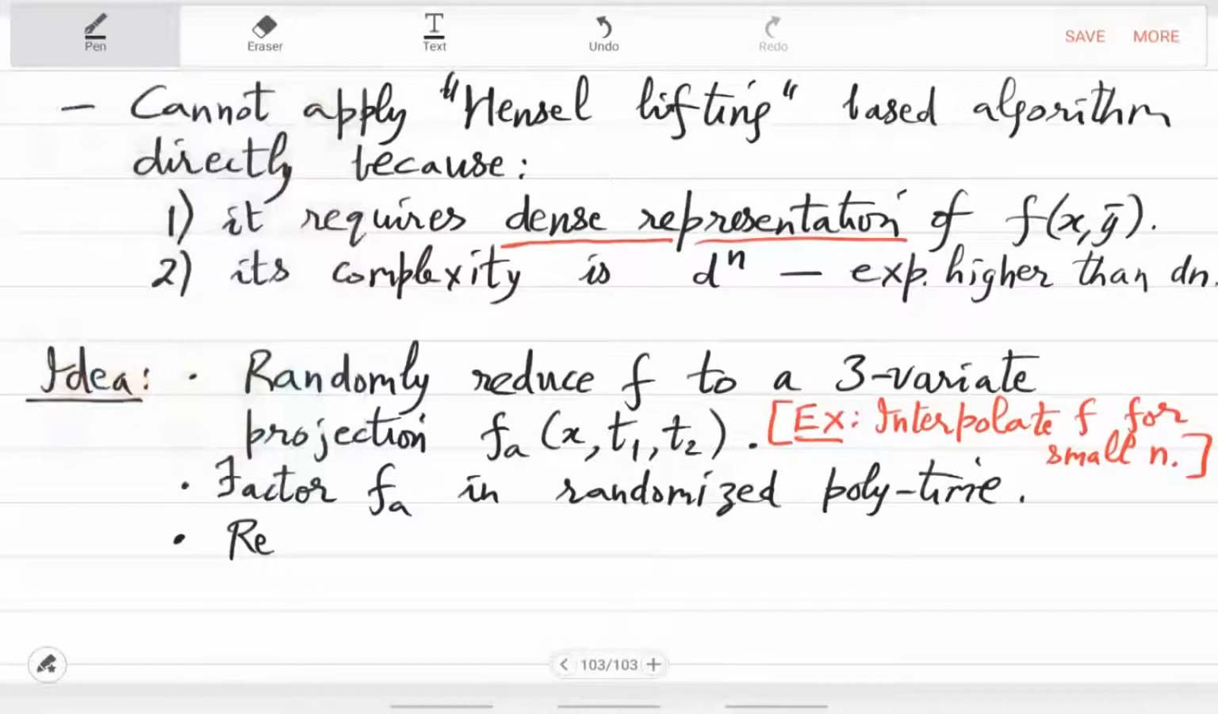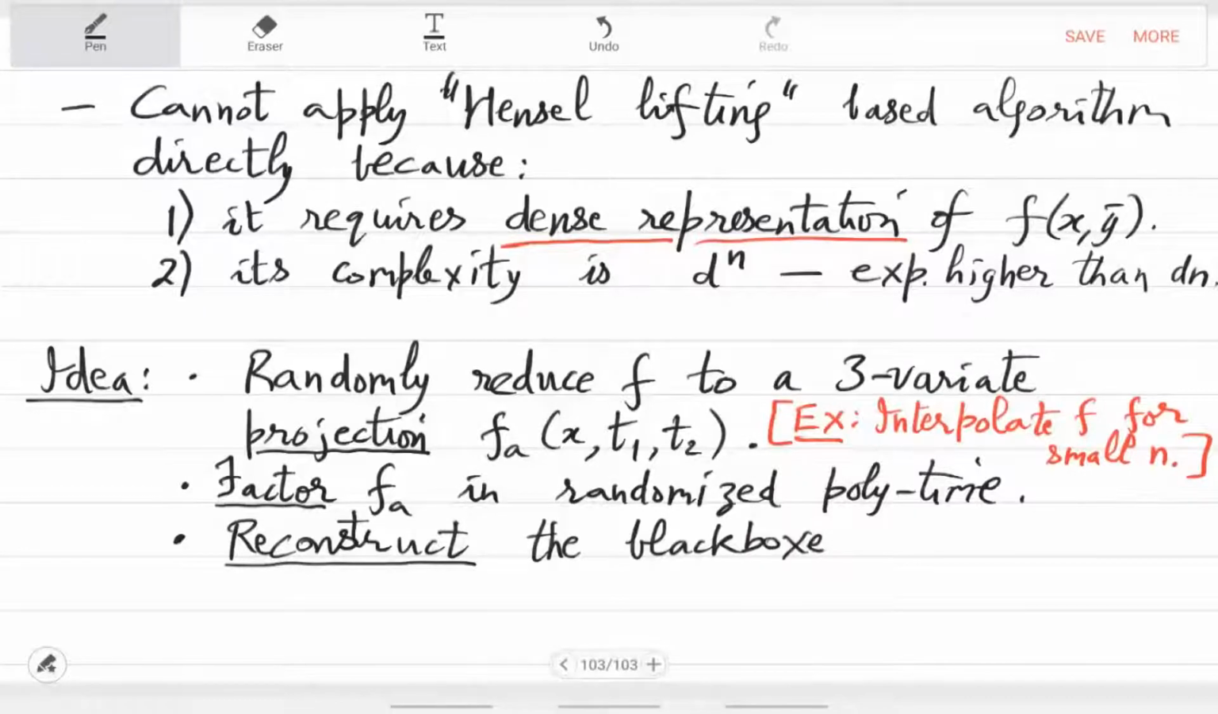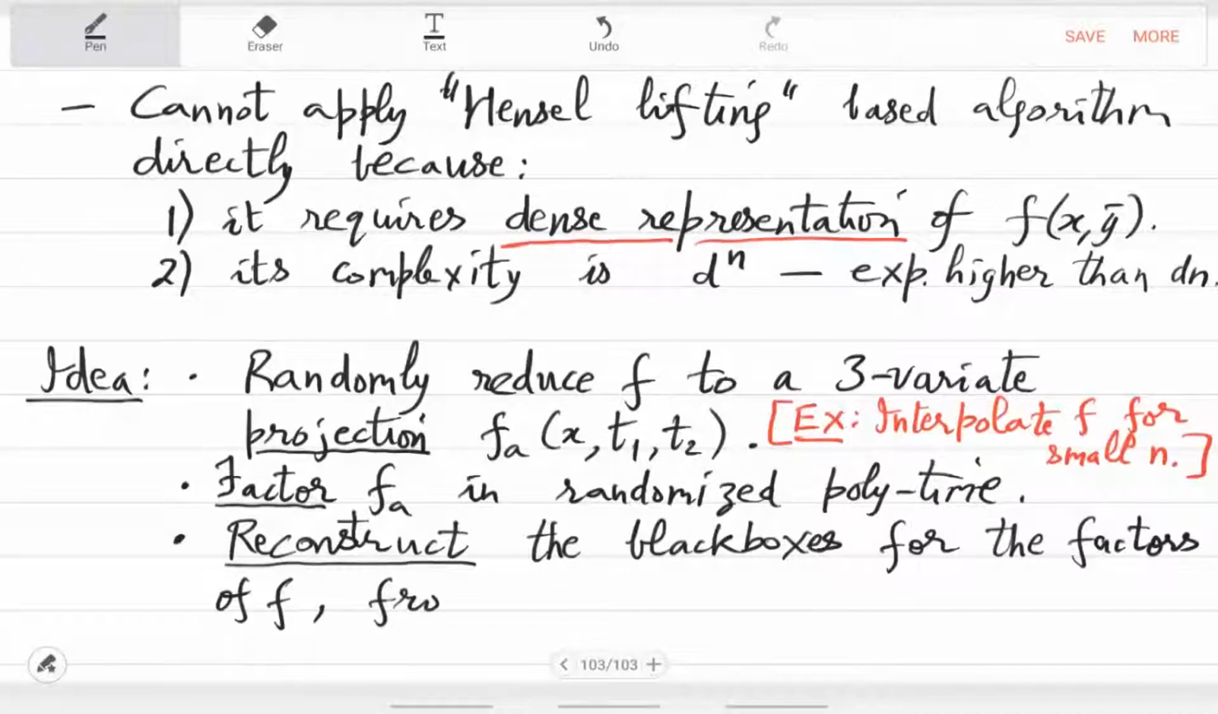So this FA you can just factorize by Hensel lifting algorithm, and from the factors you try to reconstruct the black boxes for the factors of f, from the factors of FA. Yeah, that seems at this point far-fetched, but we will actually implement each of these steps.